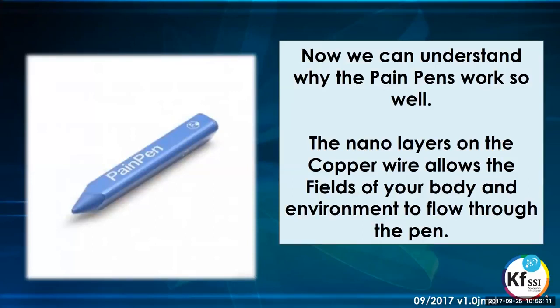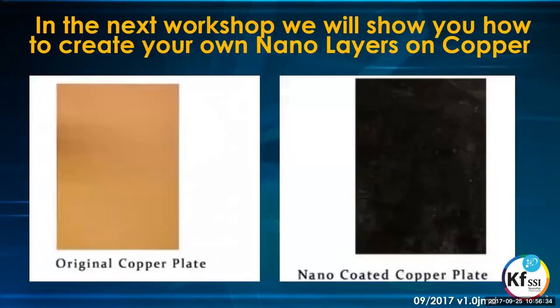And now we can understand why the paint pen works so well. It's because it's the nano layers on the copper wire which allow the fields of your body and the environment to flow through the pen, through the nano layers on that pen. In the next workshops, we will go through and show you the whole process to create your own nano layers on your copper plates or copper wires.